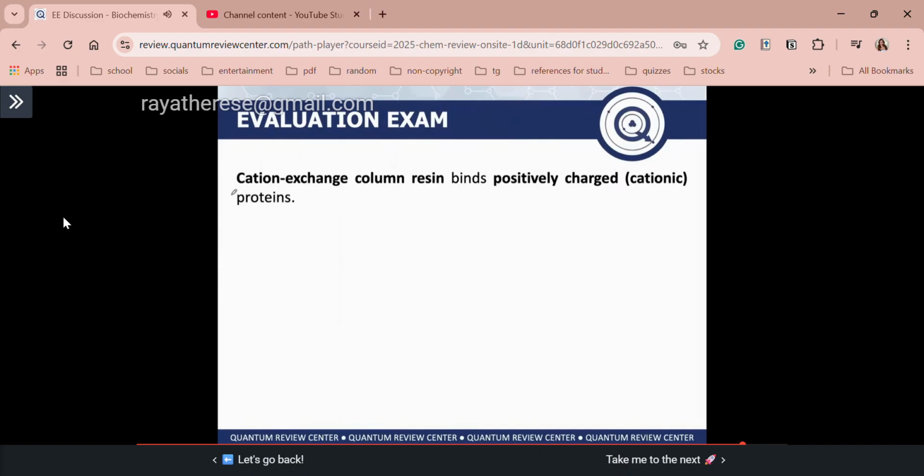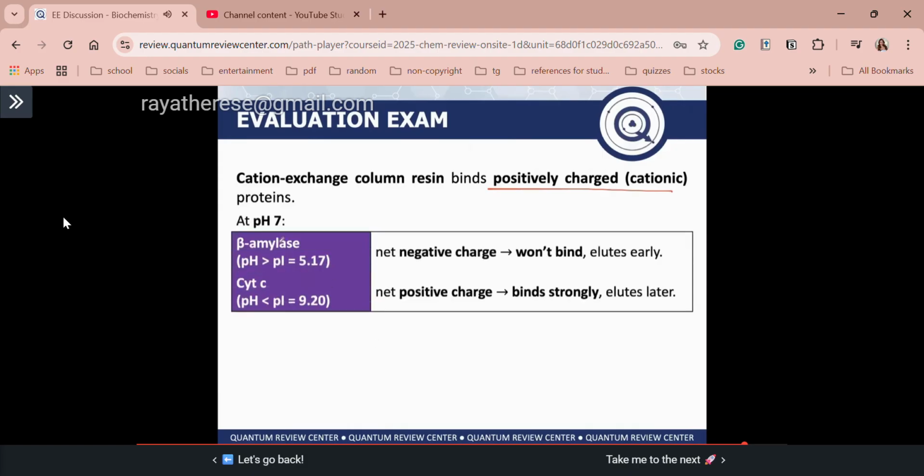So again, your cation exchange column or your resin binds positively charged cationic proteins. Meaning, it stays in our column, okay, before elution. So let's check. At pH 7, recall that beta amylase has a PI of 5.17. So clearly, it is below our current pH of 7, right? So pH is greater than PI, and that means beta amylase has a net negative charge. And that's the reason why it won't bind. It will elute early.